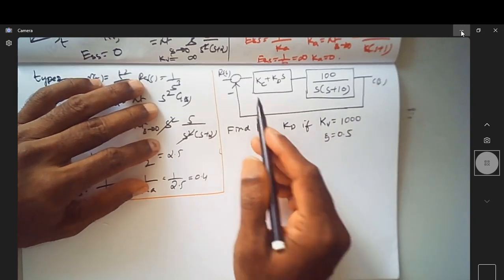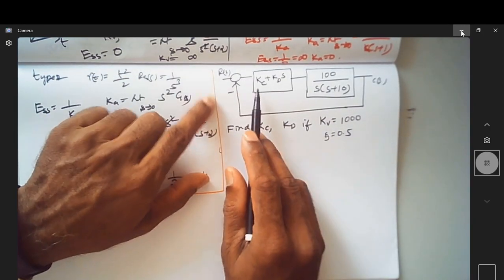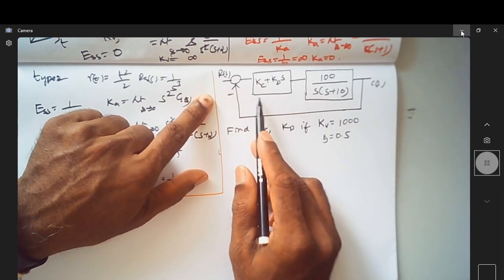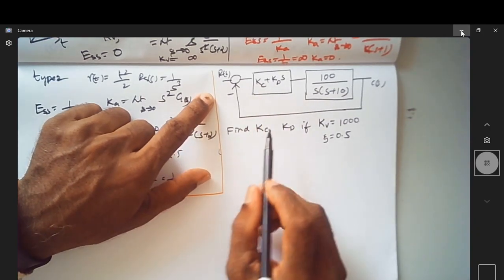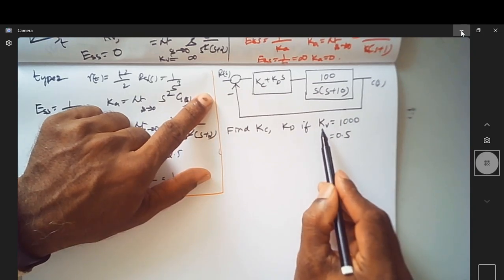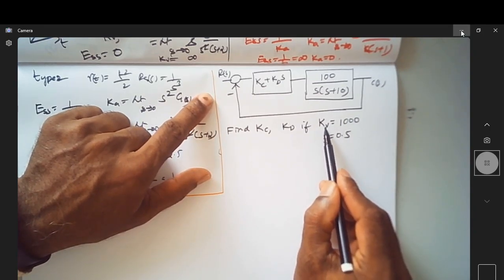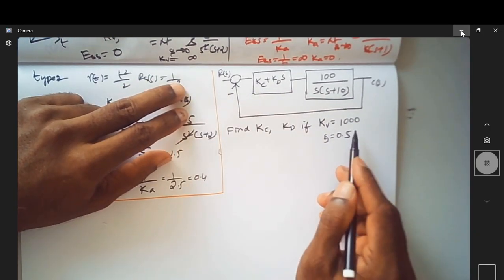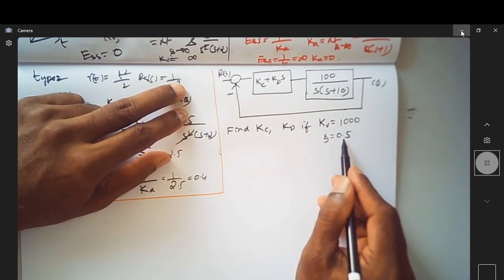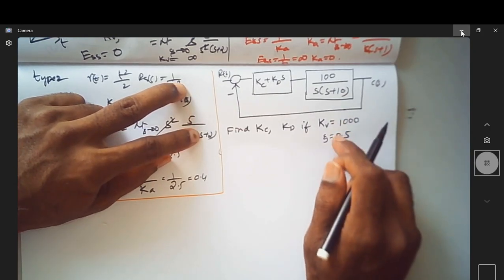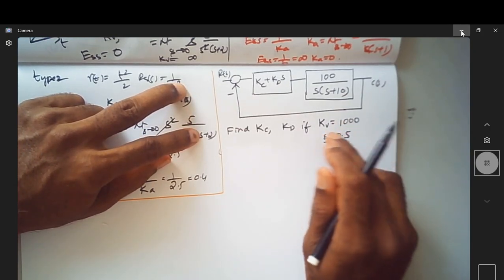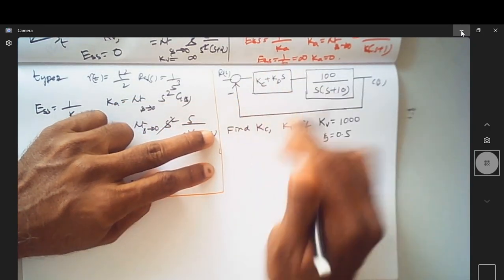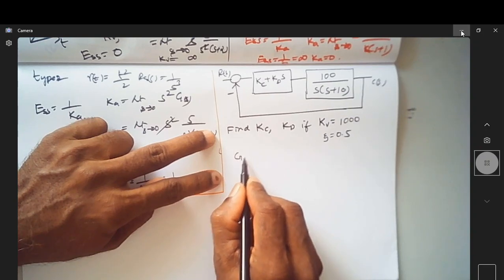Now in this problem we are asked to find the values of Kc and Kd, which are the constants of this system block diagram, provided the velocity error coefficient is 1000, and zeta value is given as 0.5. For these two values we are asked to find what is Kc and Kd. So now from this let us try to find out what is GFS.